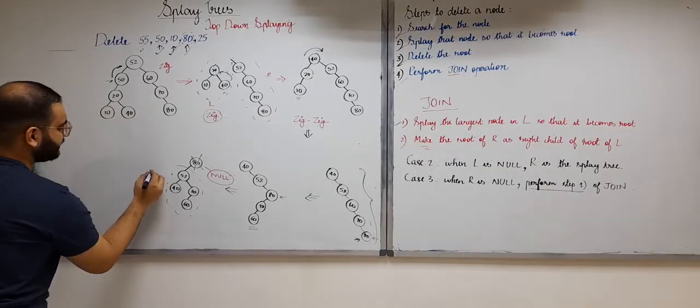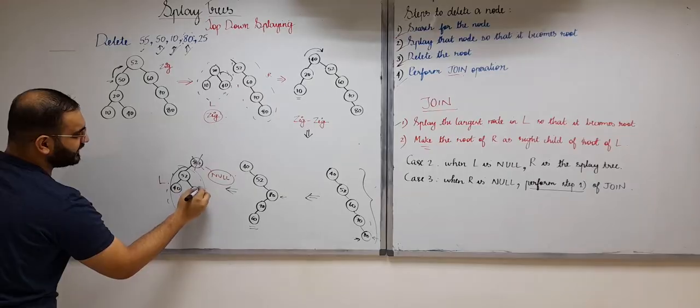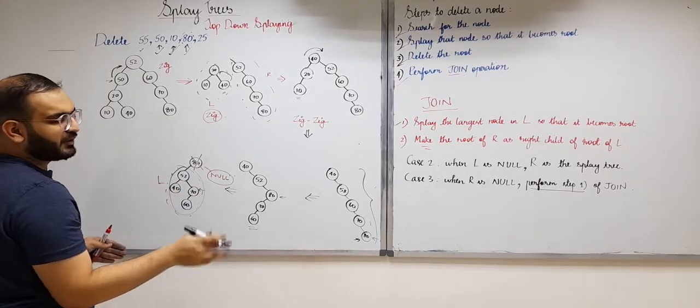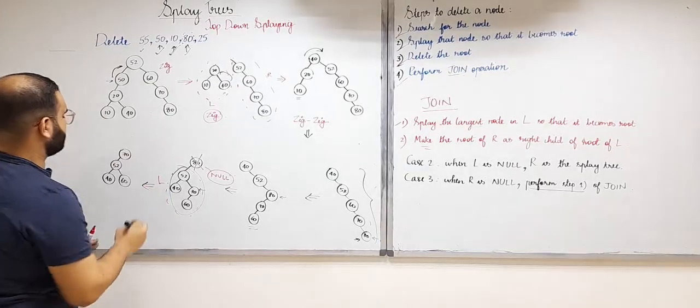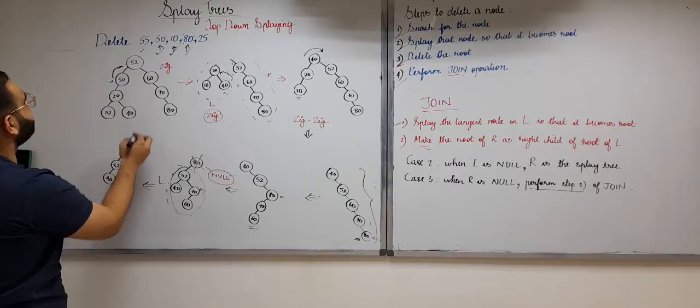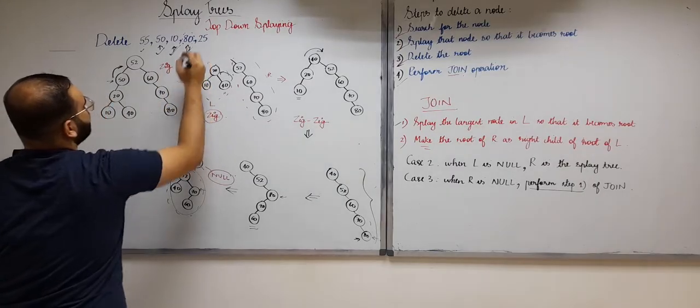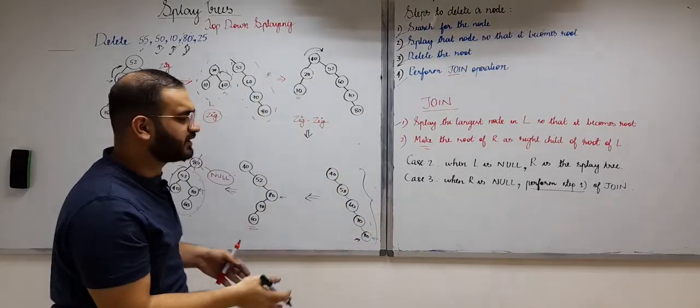So let me do that. Which is the largest node in this splay tree? It is 70. So for splaying it, I have to perform a zig operation, right? So let me perform the zig operation and draw the tree. So this is my new splay tree that I'll get after I have deleted 80. Okay, so this was one of the cases where my R was null, or the right subtree was null.